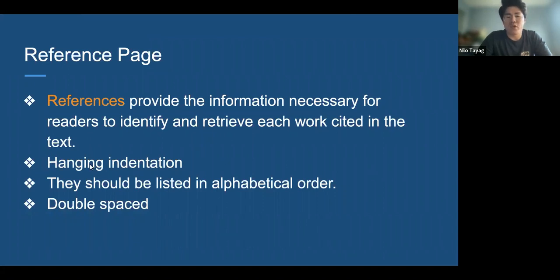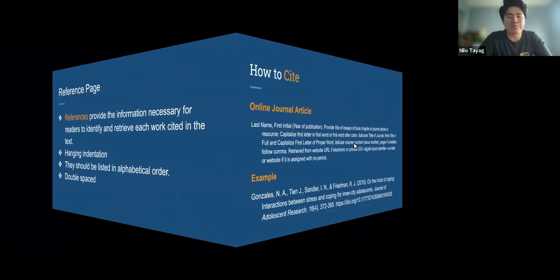As with other styles, you're going to want the hanging indents included in the format of your reference page. All references should be listed in alphabetical order by last names of authors, and your references page should be double spaced. So let's look at a few examples of references in the APA style as well.